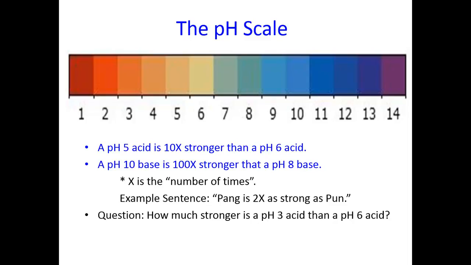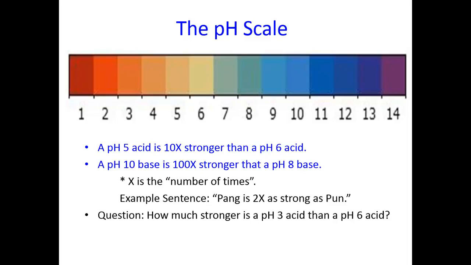Okay, more about the pH scale. The pH scale is based on a system of 10. So a pH 5 acid is 10 times stronger than a pH 6 acid. A pH 10 base is 100 times stronger than a pH 8 base. So when I say X, I mean the number of times. And an example, 2X is 2 times as strong.